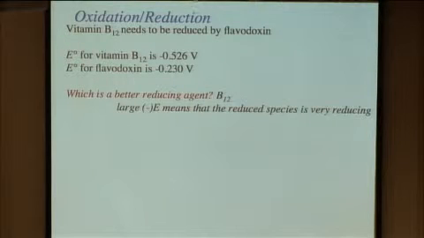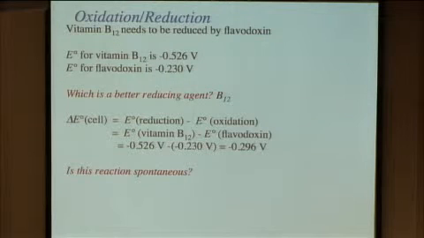So vitamin B12 is the better reducing agent. If you have a large negative number, then the reduced species is very reducing, so it wants to reduce other things and get oxidized itself. So that's interesting. It seems like vitamin B12 should be reducing flavodoxin and not the other way around.